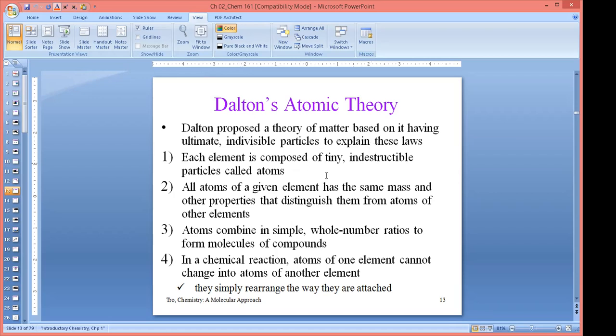So he comes up with these ideas that there are these tiny indestructible things, he calls them atoms, and that samples would have the same mass, so the same atom in them, even from different samples. That's those ratios. They're coming up with these whole number ratios. In chemical reactions, one atom cannot change into another atom. So we eat food that is carbon-based, and then you breathe out carbon dioxide. You don't eat food and then breathe out some other gas.